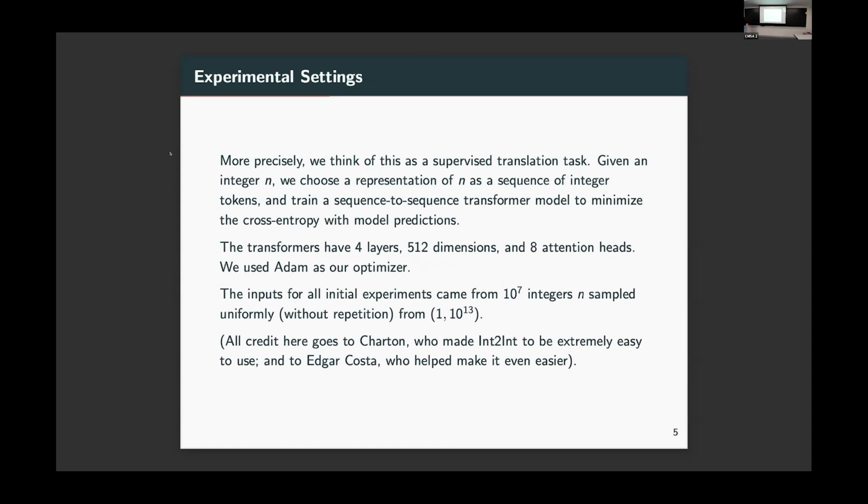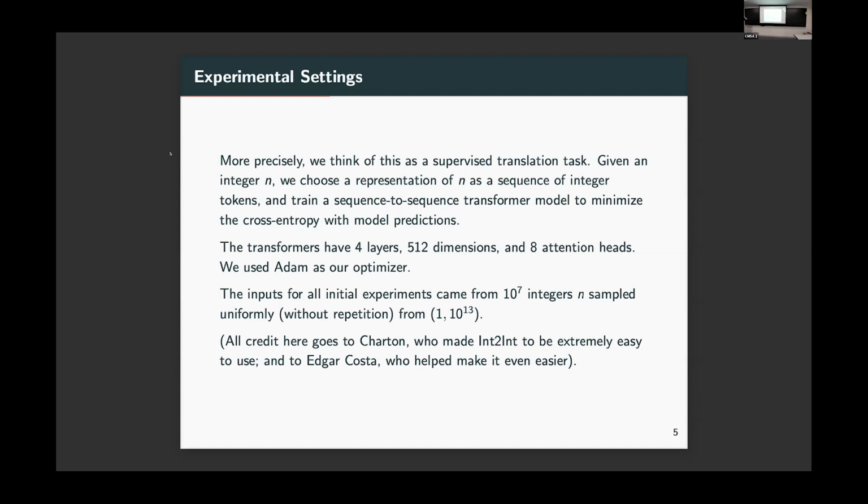We're going to be training this int-to-int, a sequence-to-sequence transformer model. We use cross entropy to measure our error. Transformers each have 4 layers encode and decode, with 512 dimensions, 8 attention heads per layer. We use Adam as our optimizer. These are sort of standard machine learning things that we actually just heard a second ago.